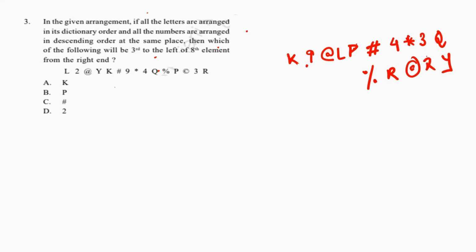Now you need the eighth element from the right, and third to the left of it. 1, 2, 3, 4, 5, 6, 7, and the eighth element from the right is this. Third to the left of it is P. So that's the answer, option B.